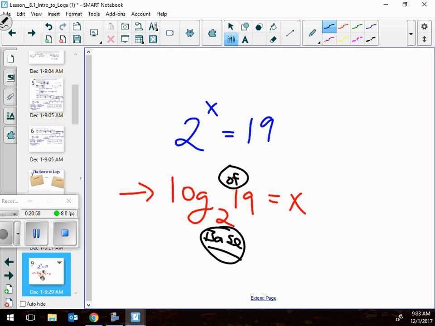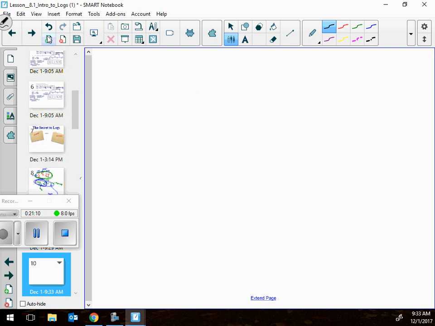All right. You can almost think of logs as a different language. It's a different way to do math. It's totally different. You've never seen it before. All right. Now, if I gave you a log, could you go the other way? Log base 3 of x is equal to 4. That's a log problem. Can you rewrite it as an exponent problem?